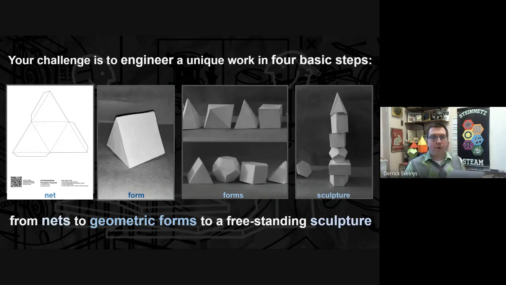So you'll start from this net. Then you're going to go to a form. This piece of paper, when cut and folded, turns into this square pyramid. Well, you don't just make one of them. You're going to make several of them. So you have several of these forms here. This happens to be the octahedron. This one happens to be the hexagonal prism. This one's the cube. Here's a square pyramid.